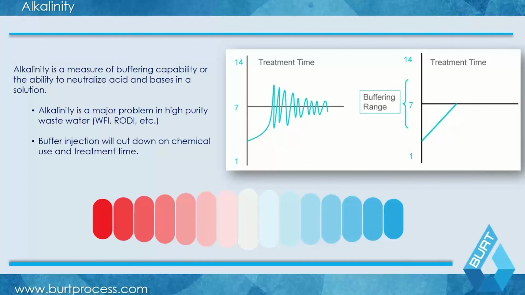To achieve this, what you often need to use in your system is some form of buffering agent. The most common is bicarbonate, which can be injected alongside your pH neutralization chemistries. This will allow you to add back in that alkalinity, which needs to be utilized in your pH neutralization process.